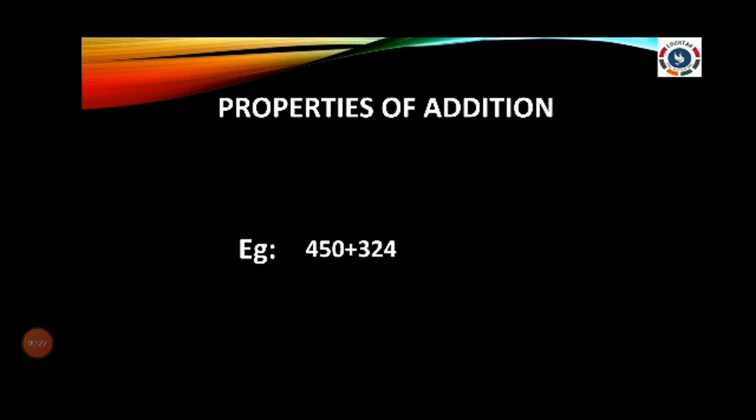450 plus 324 is equal to 324 plus 450. So how many numbers are we adding here? Only 2 numbers. 2 numbers are given on the left and 2 numbers on the right. But we changed the order of the numbers, isn't it? Now we add the 2 values. 450 plus 324, how much now? 774 is equal to 324 plus 450. What do you get? The same value, 774.